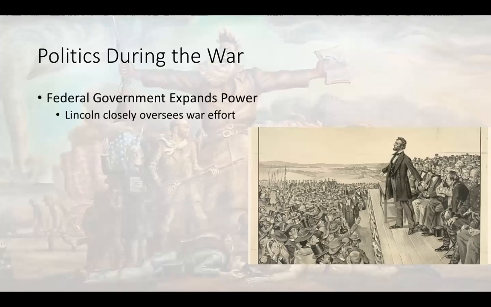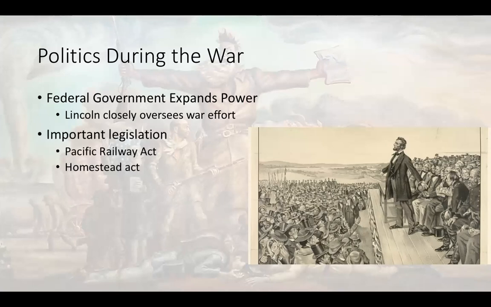So as said before, the federal government expands its power. Lincoln very closely oversees the war effort. Early on, he suspends habeas corpus for some Union dissidents in Maryland, which means he throws them in jail without cause, even though he had a cause. But a lot of people have called him a dictator ever since.